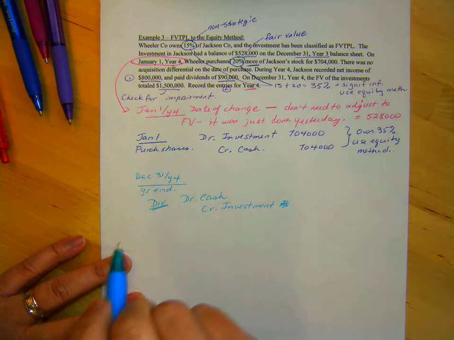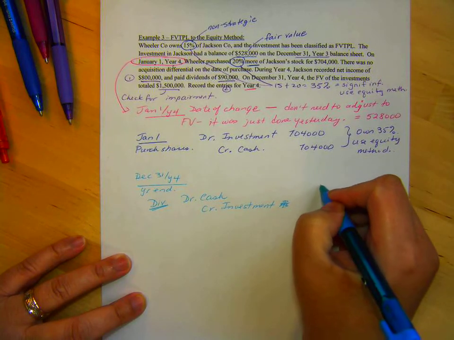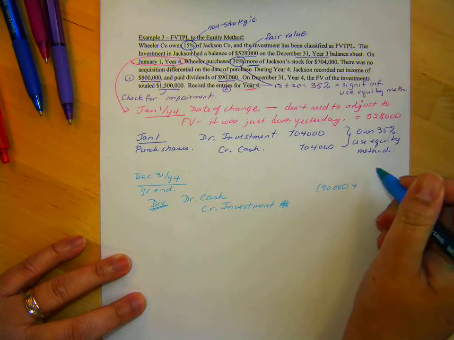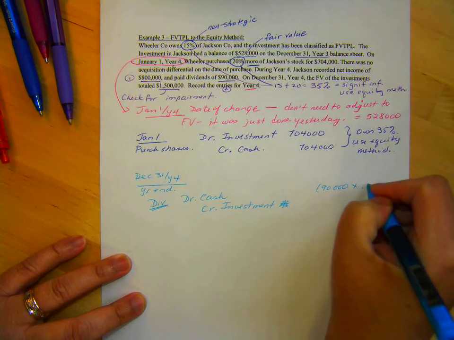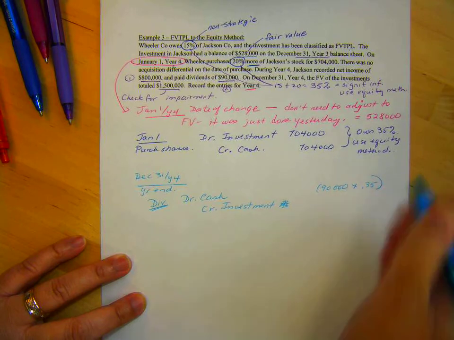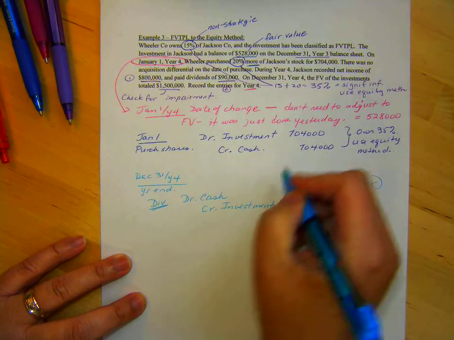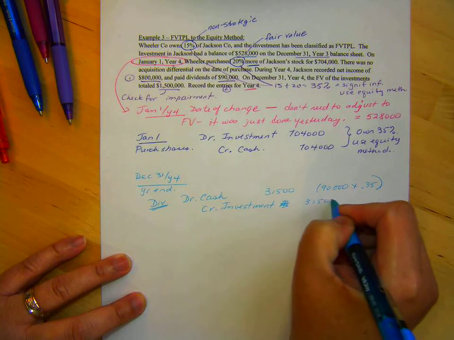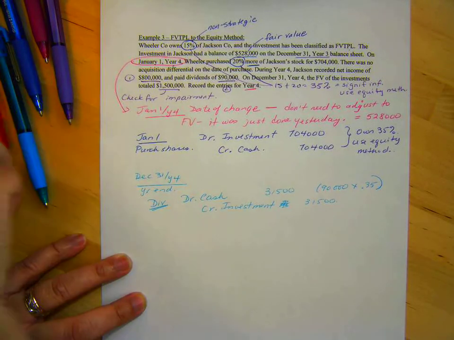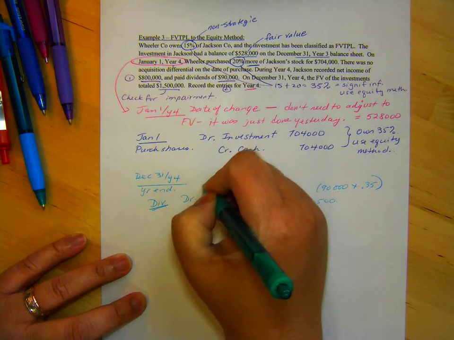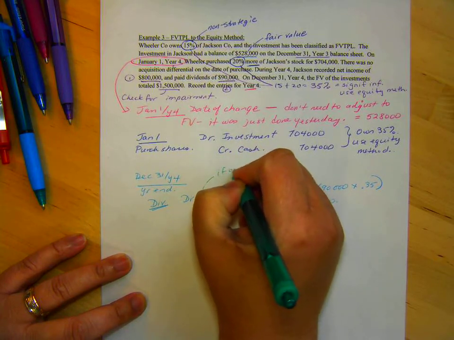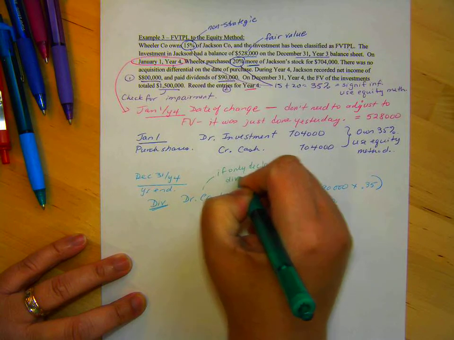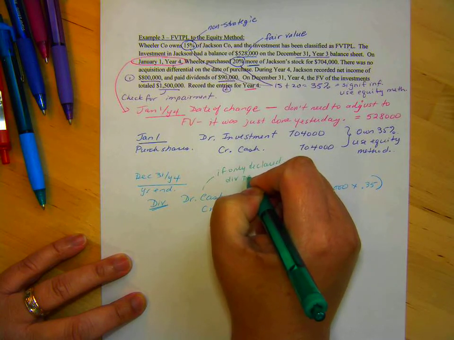Okay, so that's 90,000, right? No, it's 90,000 times 35%, which is 31,500. And remember, if only declared, dividends receivable.